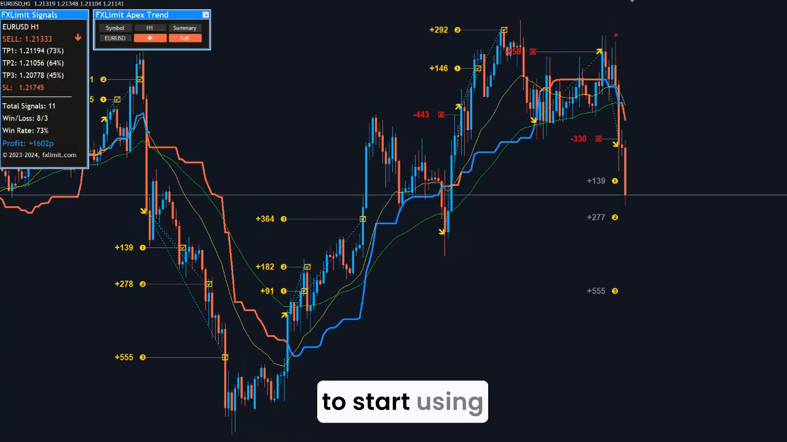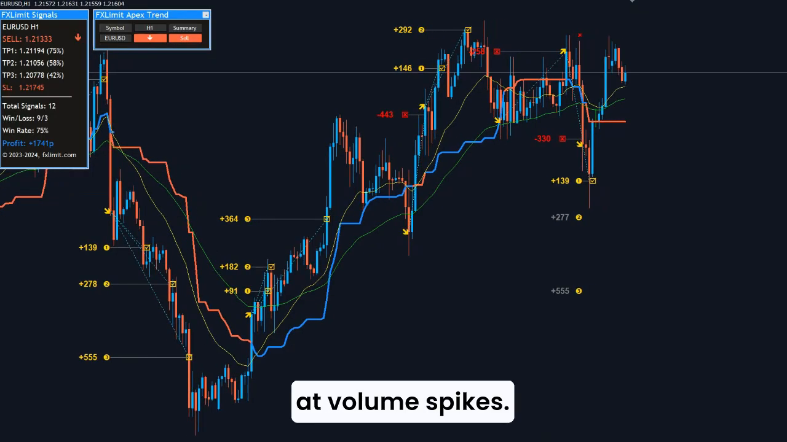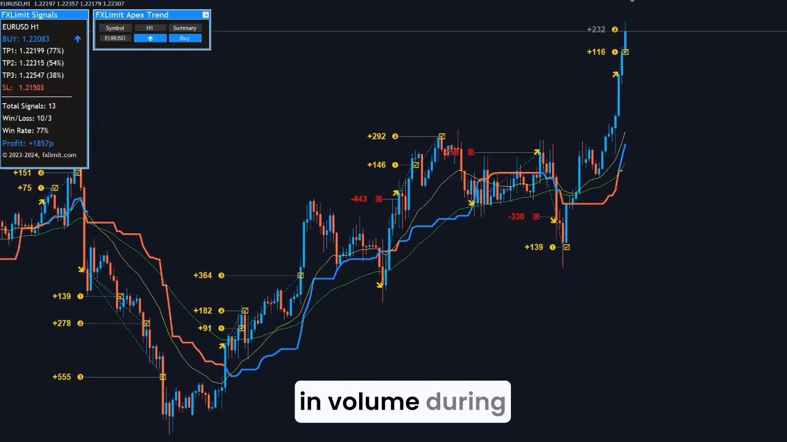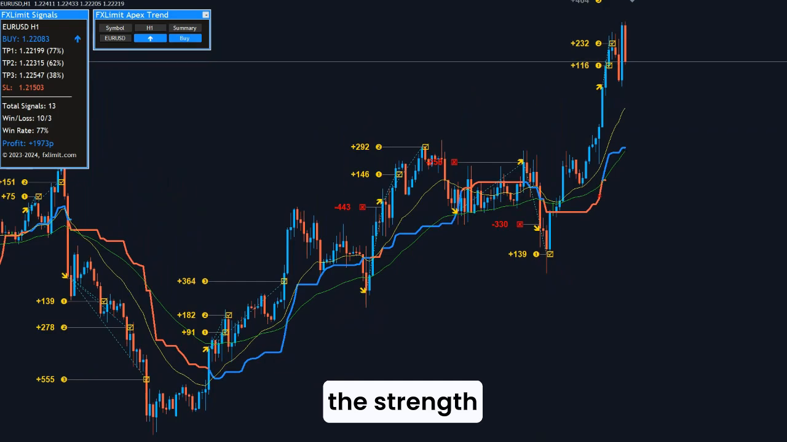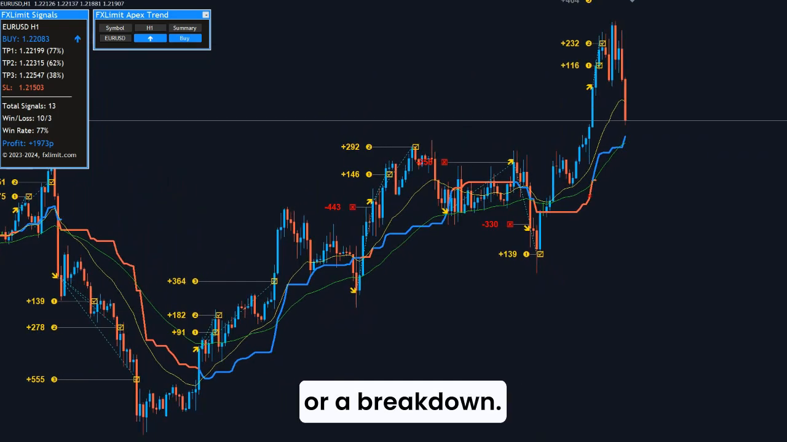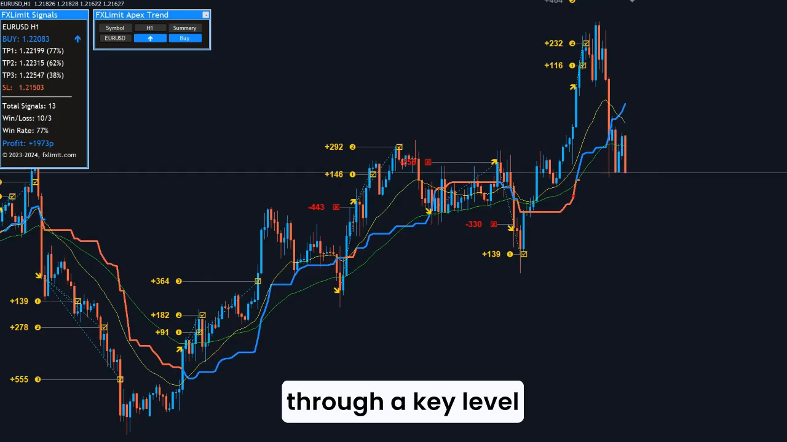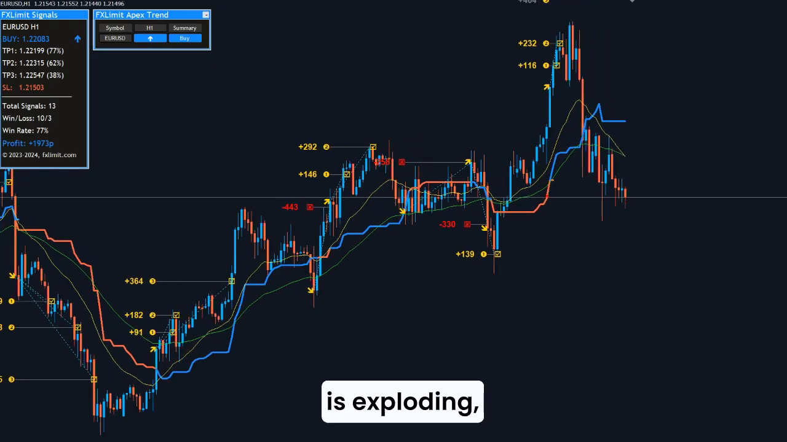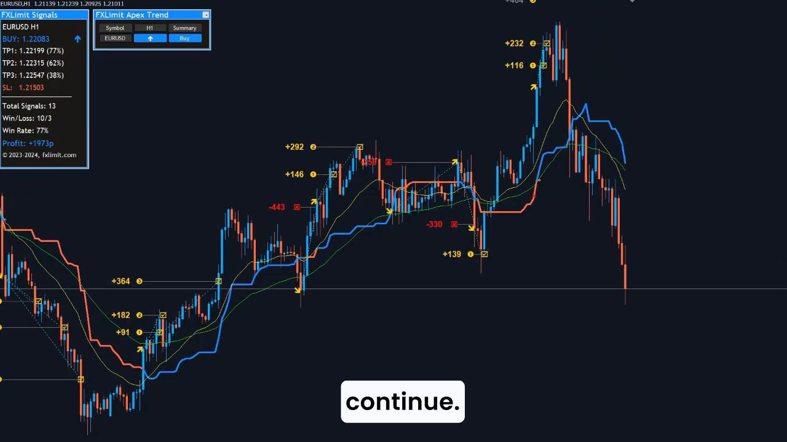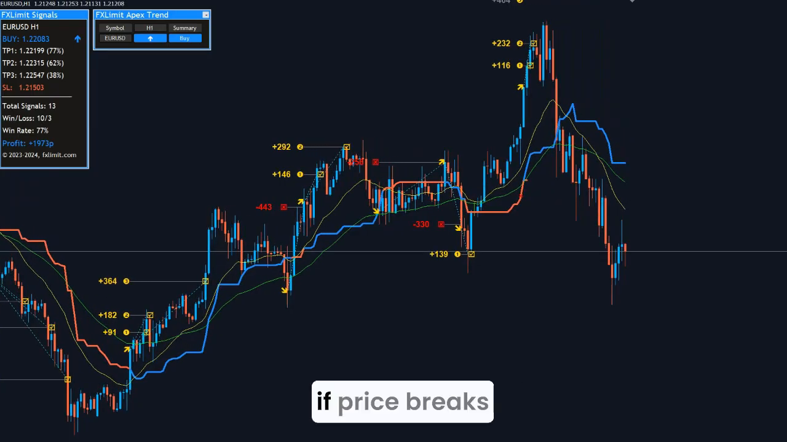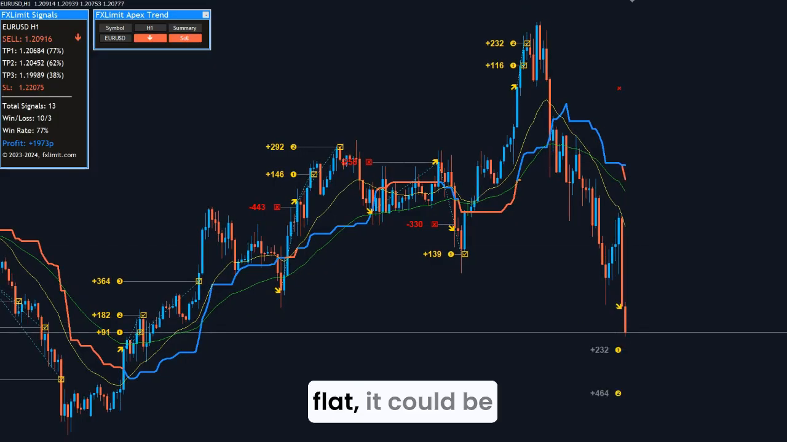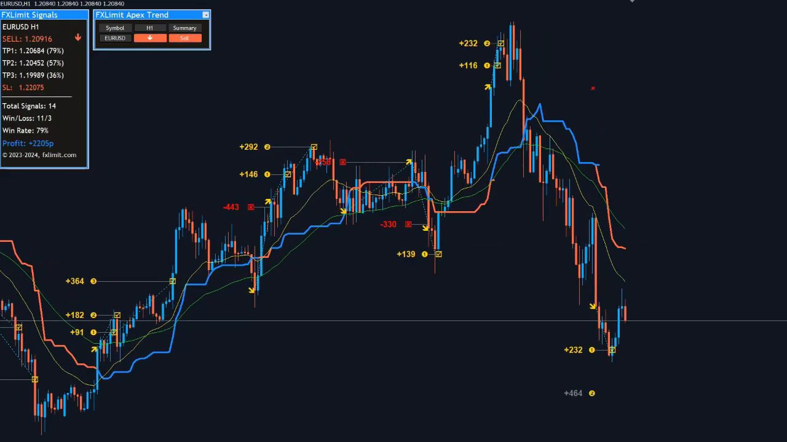One of the best ways to start using volume is to look at volume spikes. A sudden increase in volume during a move can confirm the strength behind a breakout or a breakdown. If price is pushing through a key level and volume is exploding, it's a strong sign that the move might continue. On the other hand, if price breaks a level but volume is flat, it could be a false breakout.